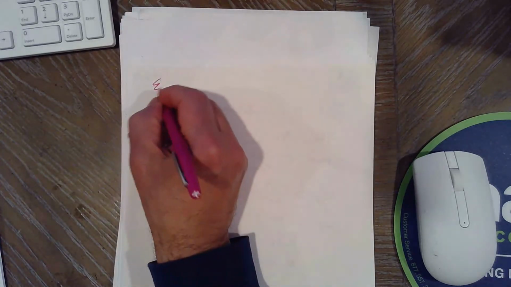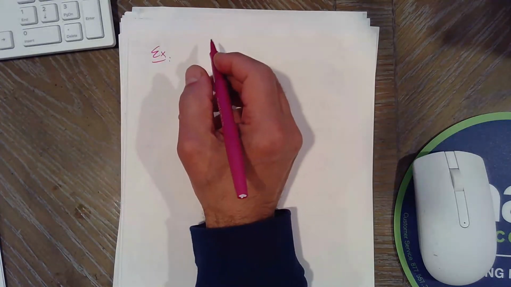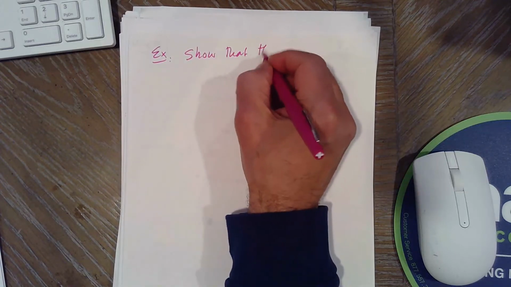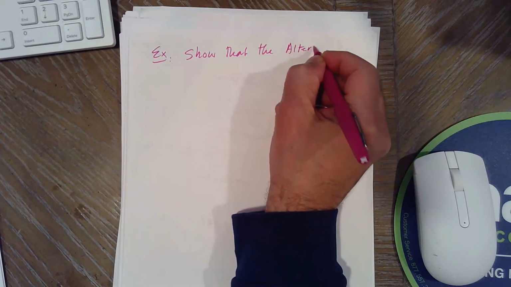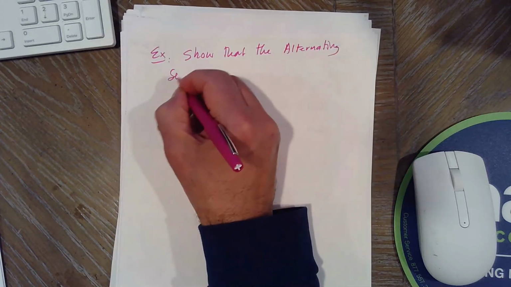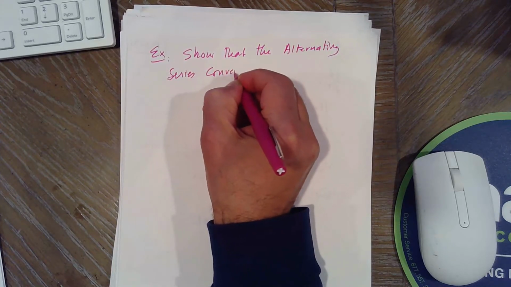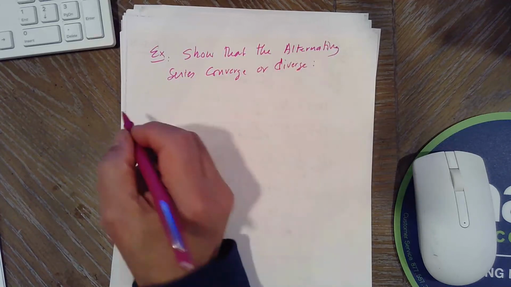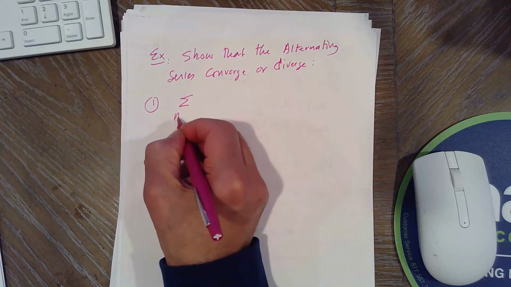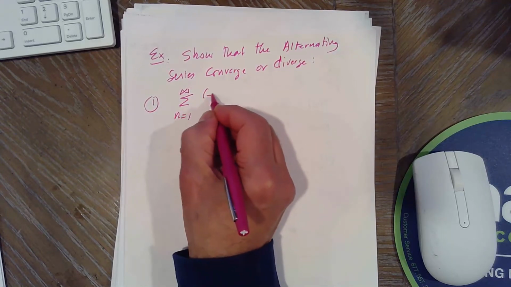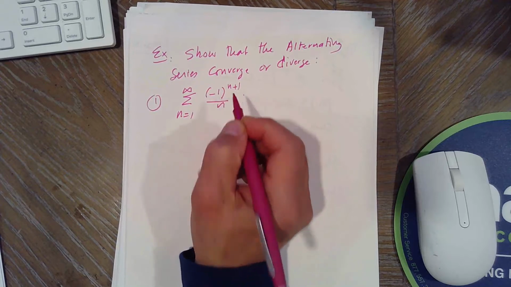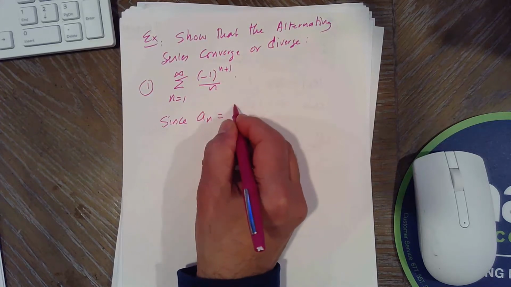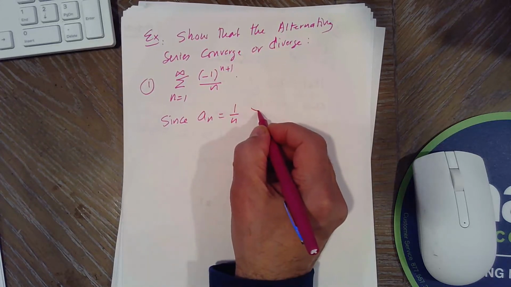So here's some examples. Show that the alternating series converge or diverge, okay? The first one is the sum from 1 to infinity of (-1)^(n+1) over n. So a_n, this looks like an alternating series, but a_n is 1 over n, which is definitely positive.